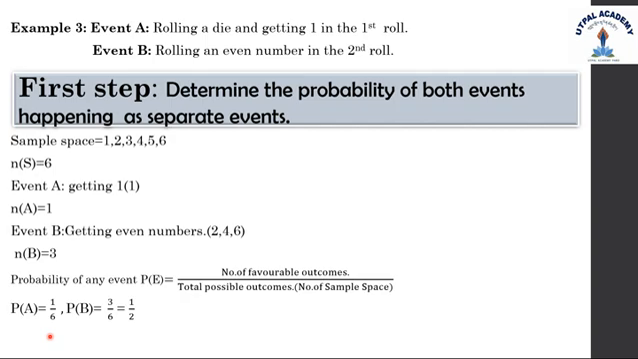Alright, now if you see in the next one, probability of A times probability of B: when you multiply 1 over 6 times 1 over 2, you are going to get 1 over 12. Alright, my dear students, now let us see the next slide.